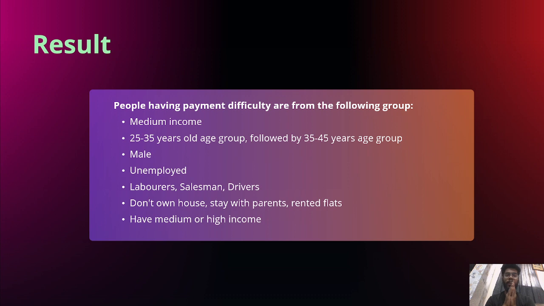So finally we come to the result. What conclusion have we got from the data? People having payment difficulty are from the following groups. Those who have medium income have payment difficulty. The 25 to 30 years age group have payment difficulty, whereas the 35 to 45 years age group are well in on-time payments. Mainly males are having payment difficulties, and unemployed persons have payment difficulties. Laborers, salesmen, and drivers have payment difficulties.